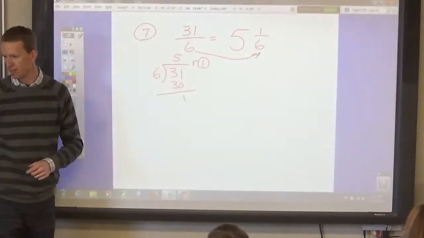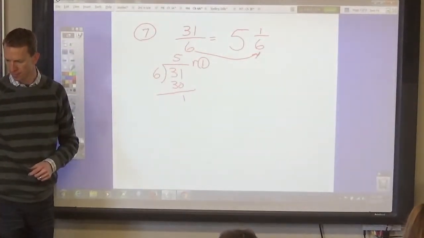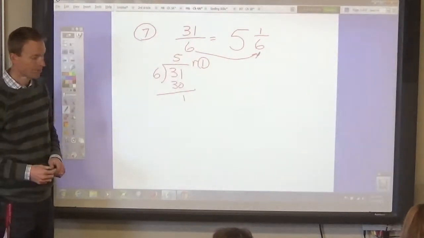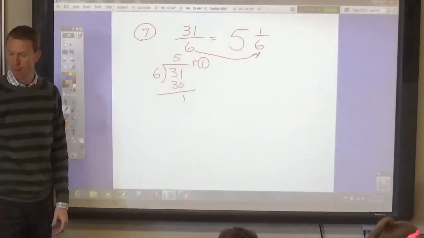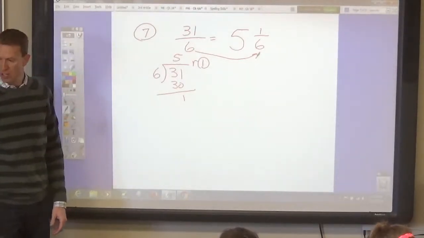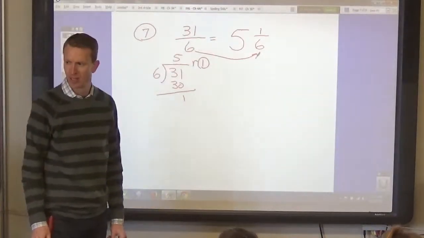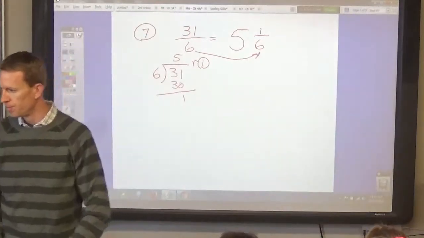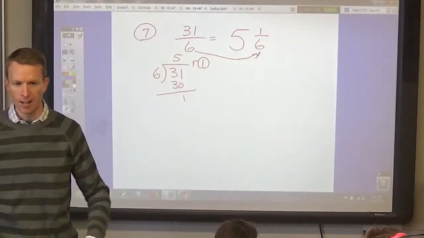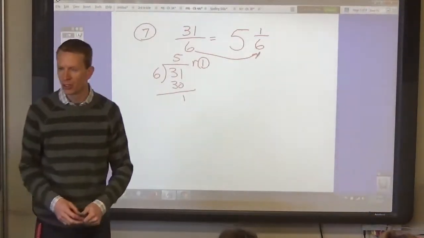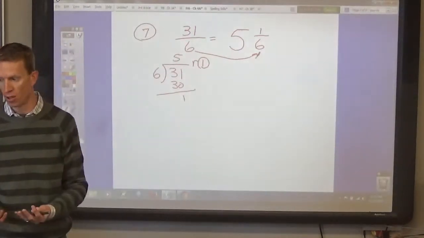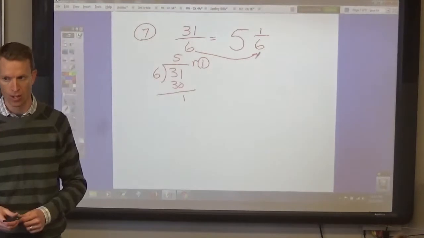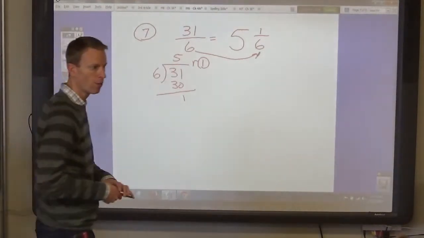Okay? So if you don't have a remainder, that makes a whole number. That means you can make a whole number out of it. So then your answer would just be the whole number. So if you had 42/7, you could make 6 wholes out of that, without any remainder, without any leftover pieces.